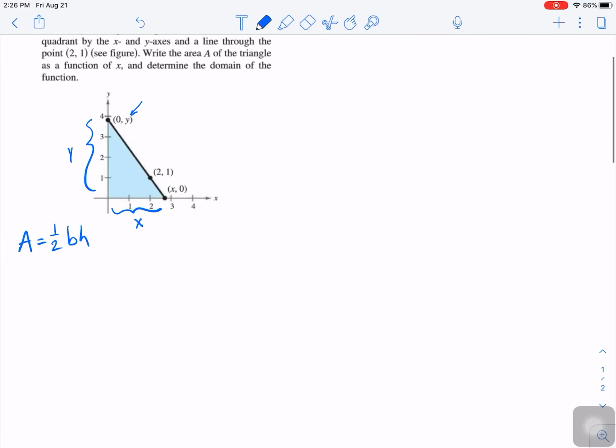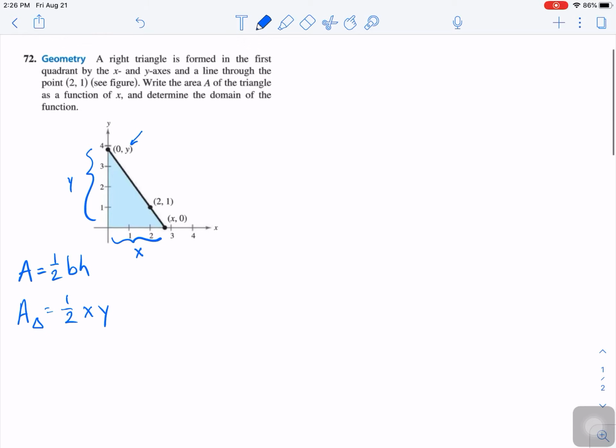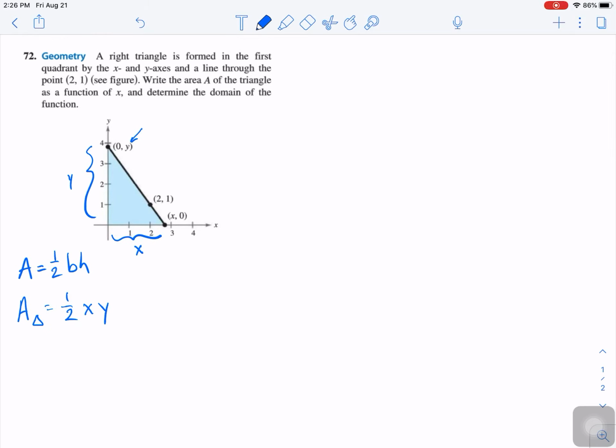So if we wanted to, we could say the area of the triangle is equal to 1/2 x times y. Then we go back to the question, and it says, write the area A of the triangle as a function of x, which means I should see x's and only x's. Notice we're not there yet because we have this y in our equation. So I need to figure out how x and y are related to each other. Here's what we know: they're on the same line.